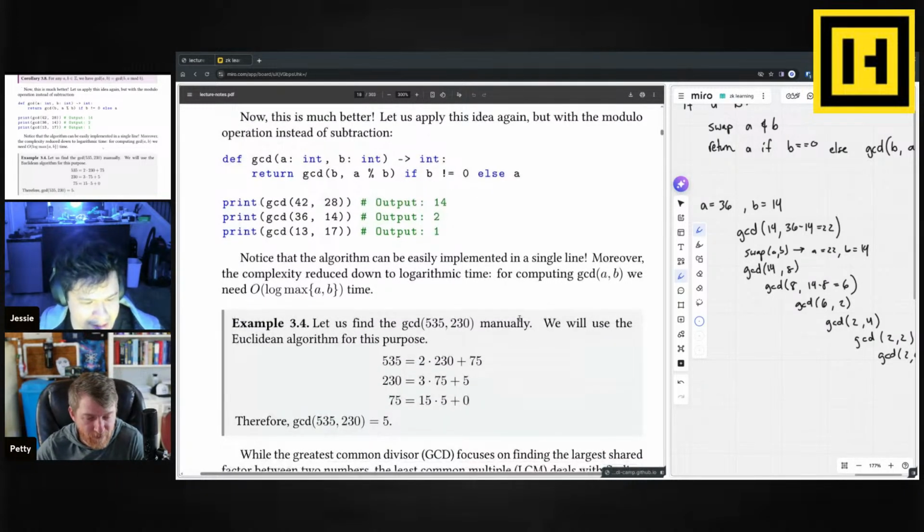Notice that the algorithm can be easily implemented in a single line. Moreover, the complexity reduced down to logarithmic time. No. But I laud your attempts. For computing GCD of A and B, we need O of log max of A and B time.